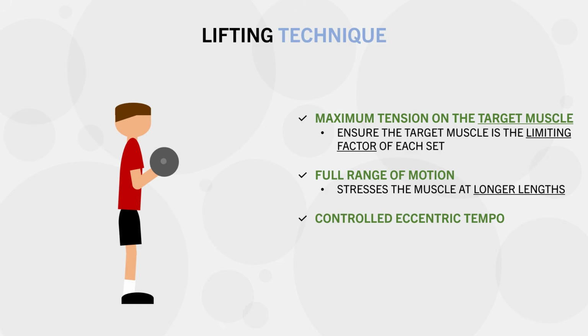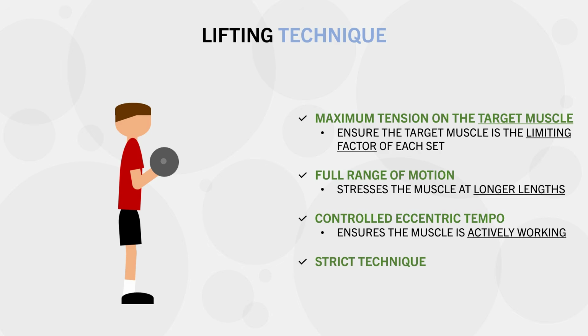We also want to use a controlled eccentric tempo. The exact duration or cadence isn't all that important, as long as it is somewhat controlled, so that the muscle is doing work, not just falling under gravity. And lastly, we want technique to be strict throughout the entire set. This means we should stay composed and avoid any momentum or deviation in form. Simply put, the last rep of a set should look exactly the same as the first rep, only slower.